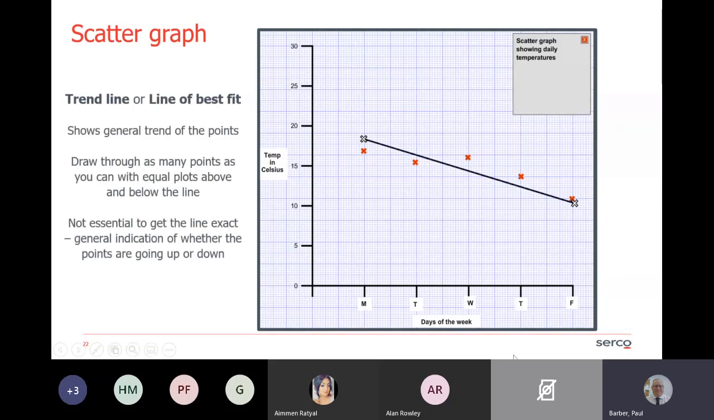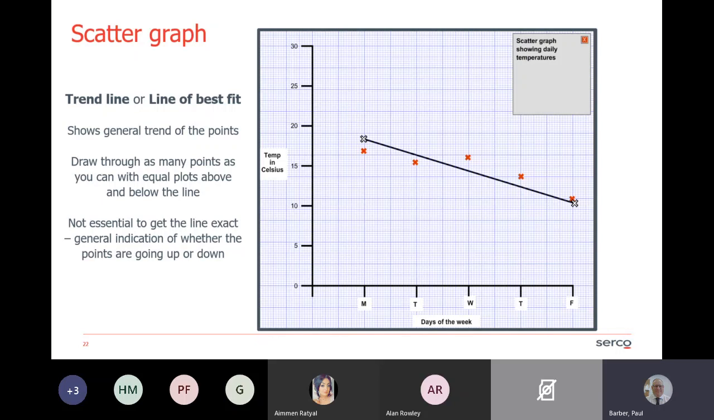This definitely comes up in functional skills tests, either asking you to draw one or for you to discuss what a trend line shows. So a trend line, as it suggests, shows the general trend of the points. What you want to do is you can't join up all the points because then it would be a zigzag line. What you want to try and do is draw through as many points as you can, having an equal number of points above the line and below the line. It's not essential to get the line exact. You want more of a general indication of what's happening.